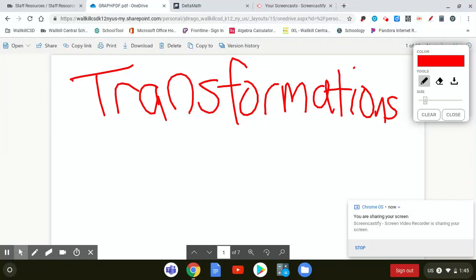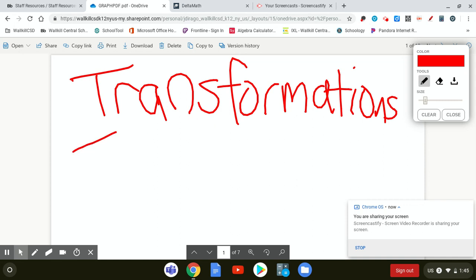Today's video, we're going to be looking at transformations. Now we're going to take a look at transformations visually and also see what happens to the coordinates of the points of any geometric figure. So when you think of transformations, think of transform, it changes into something. There's different types of transformations.